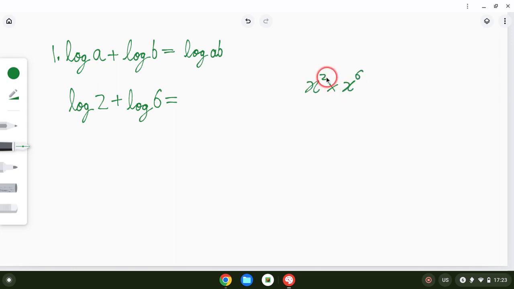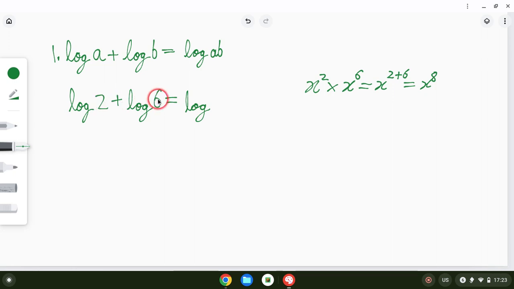This will basically be equal to x^(2+6), which is equal to x to the power 8. However, in this scenario, the answer has to be in log format. Just to say, the answer has to be in log format, but there is a difference.